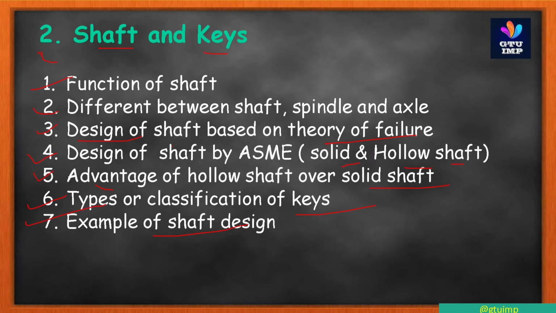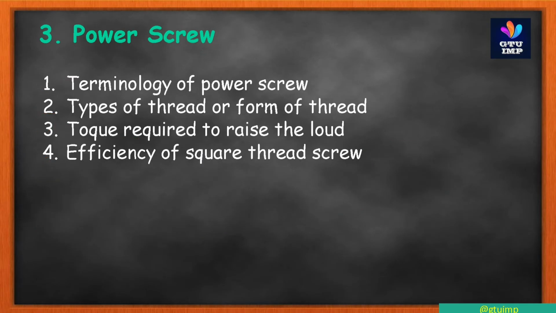Next, prepare the power screw chapter. In this chapter, only 4 questions are the most important and repeatedly asked in your GTU exam. First question is the terminology of power screw. Second is the types of thread or forms of thread. Third, same, it's most important: the torque required to raise and lower the load. And fourth question is the efficiency of square thread.